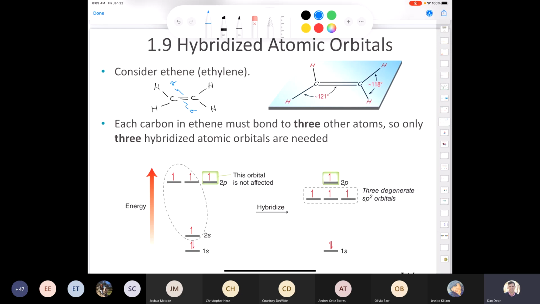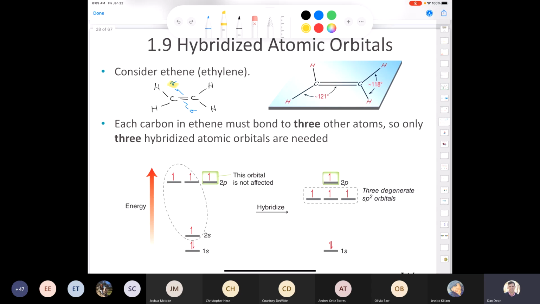Now, it says here that each carbon in ethylene has to bond to 3 other atoms, right? If I look at this carbon, it's bound to 1, 2, 3 atoms. So that means it's got to have 3 unpaired electrons in degenerate orbitals, and then it's going to have 1 unhybridized electron, or an electron in 1 unhybridized orbital, in order to make what? To make that pi bond. So we're going to do the exact same exercise again. Here is nothing more than the electron configuration of carbon showing the valence electrons.